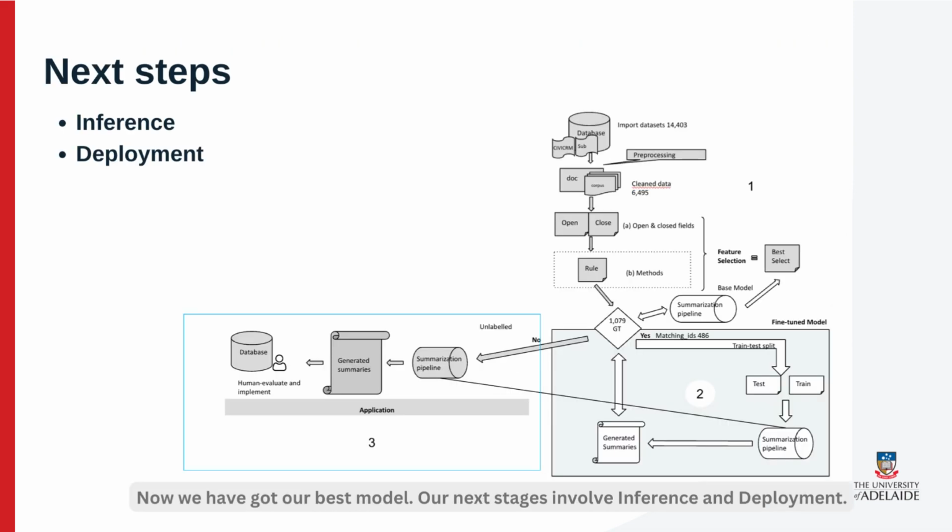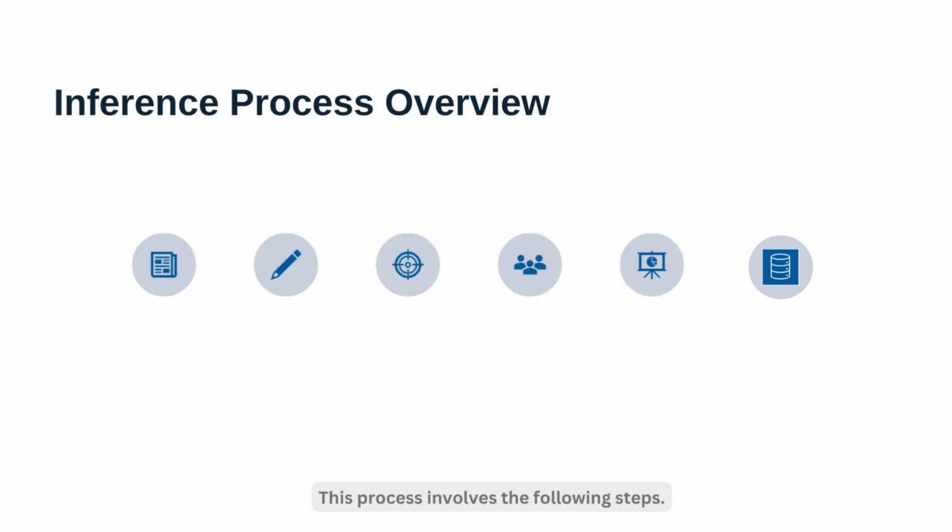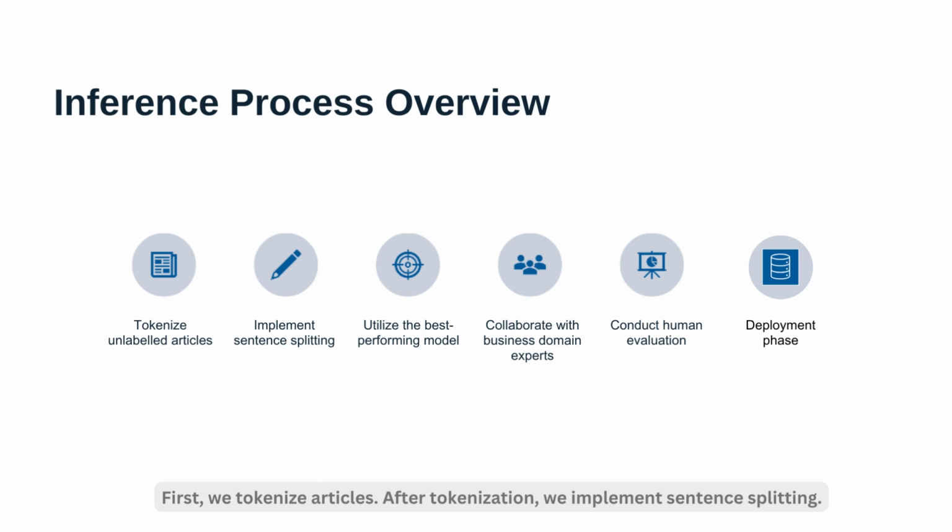Our next stages involve inference and deployment. The inference process is a critical phase to ensure the quality and the effectiveness of the model before we deploy it for real-world use. This process involves the following steps. First, we tokenize articles. After tokenization, we implement sentence splitting. Next, we use the best performing model we have fine-tuned for our specific task and data.